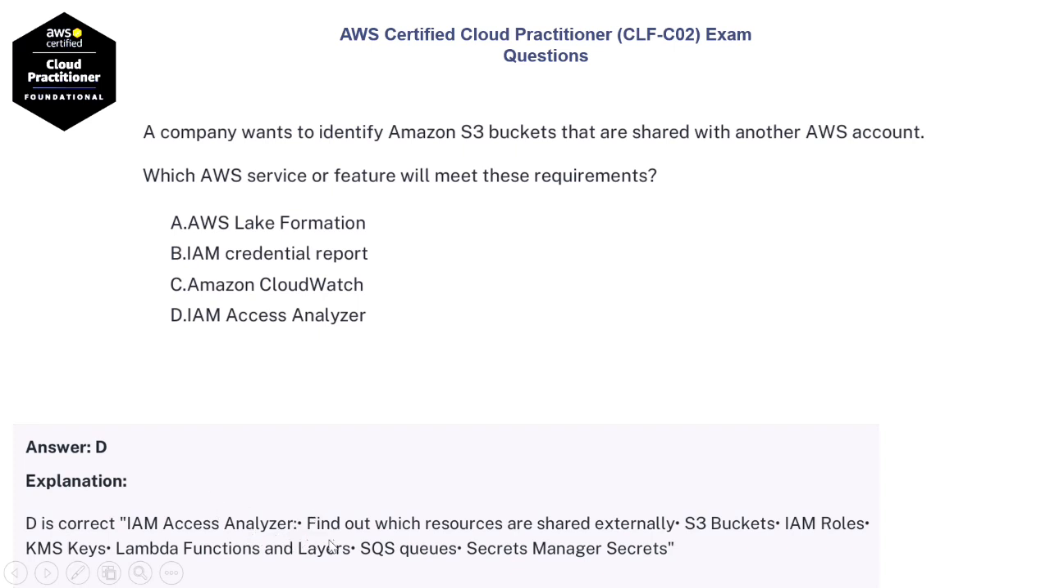IAM Access Analyzer finds out which resources are shared externally: S3 buckets, IAM roles, KMS keys, Lambda function layers, SQS queues, and Secrets Manager secrets.